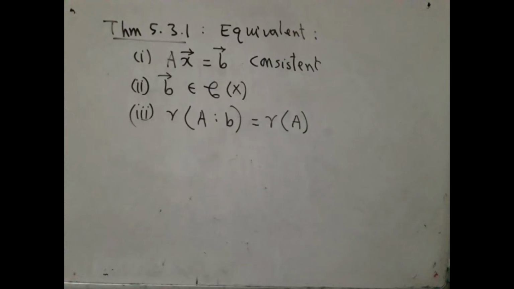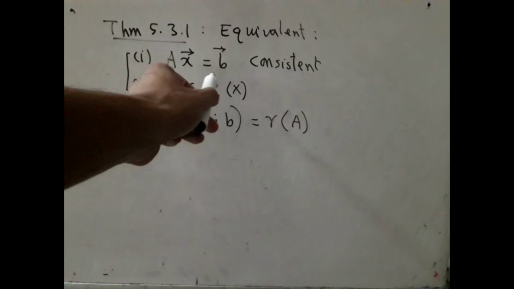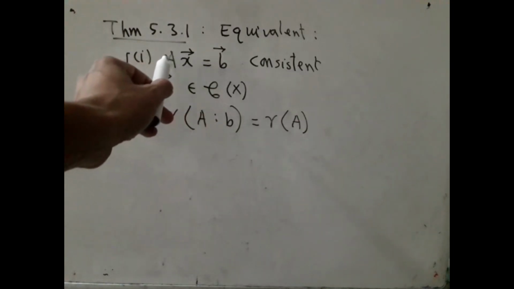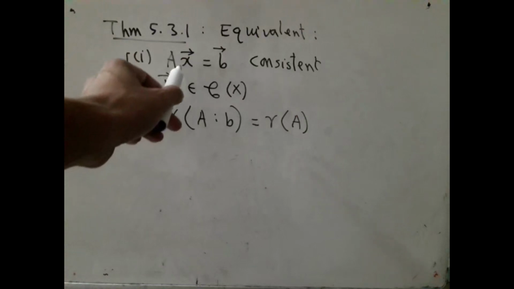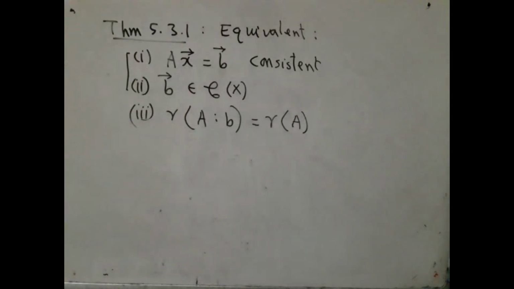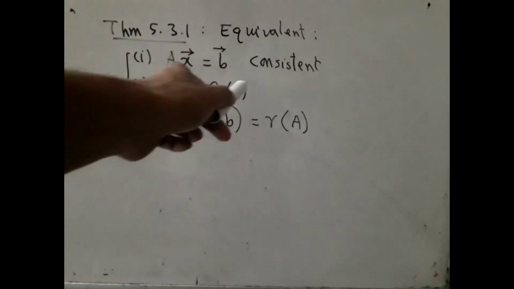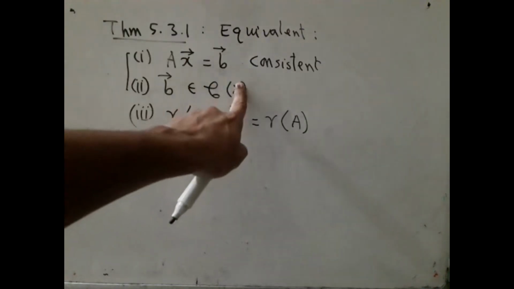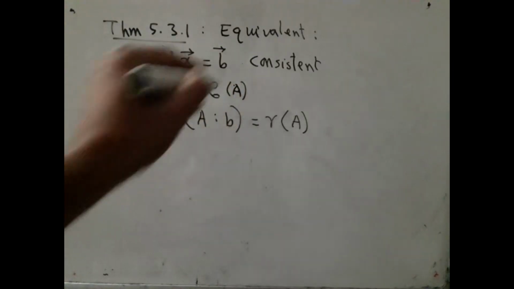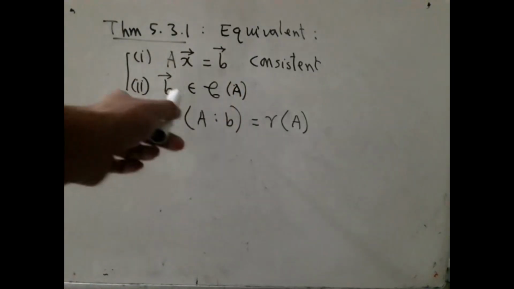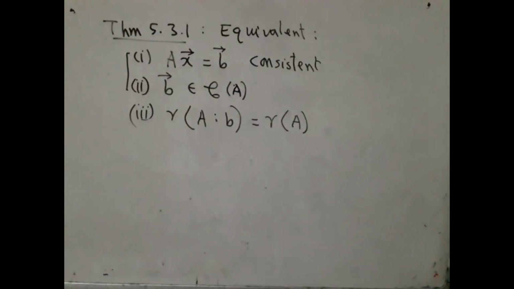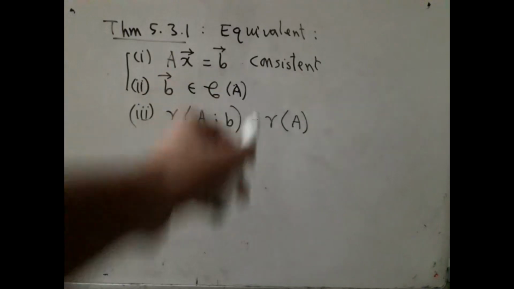Now out of these, the equivalence of the first two is of great importance, and it is basically just a restatement. One is a restatement of the other. We have already discussed this. Ax equal to b basically means that b is a linear combination of columns of A with coefficients taken from components of x. So if this holds, b is in the column space of A. And on the other hand, if b is in the column space of A, then you can express b as a linear combination of columns of A.